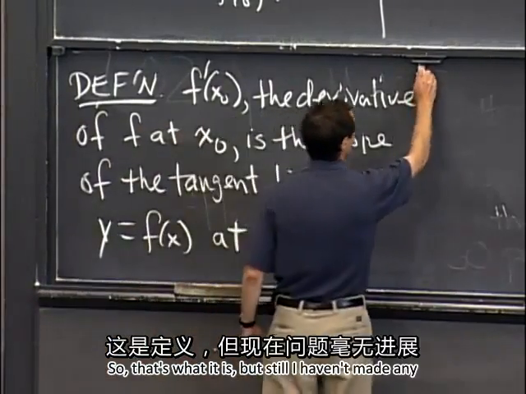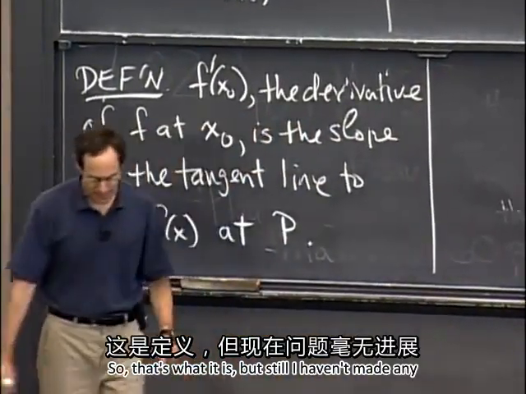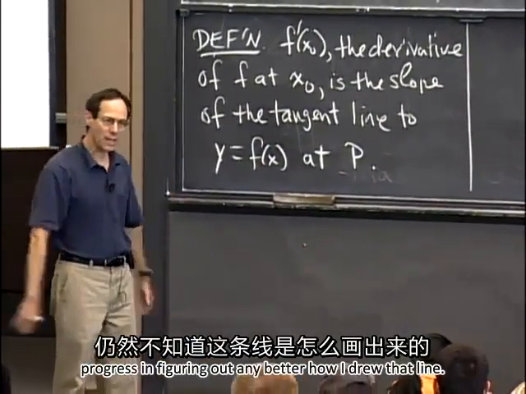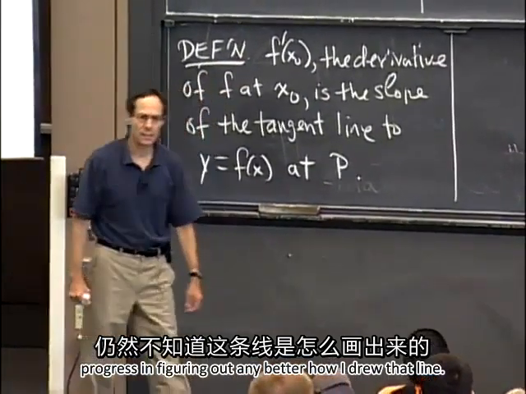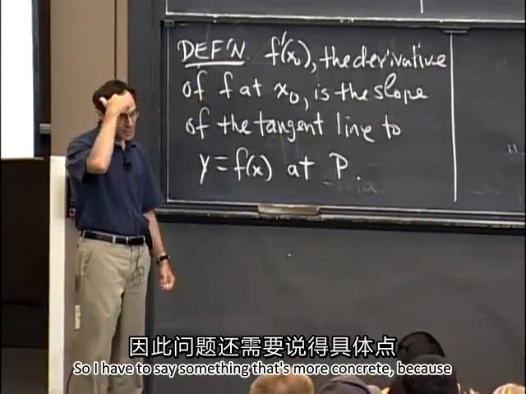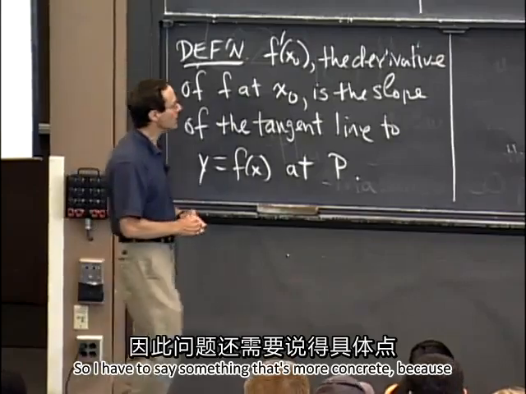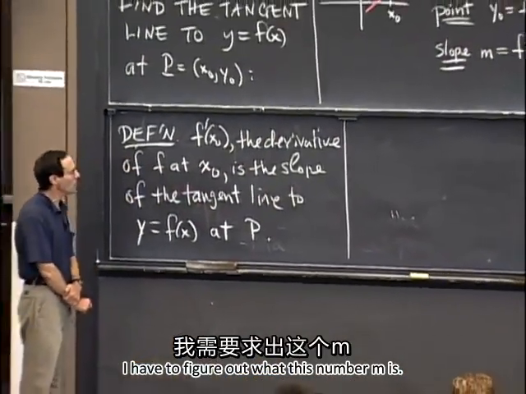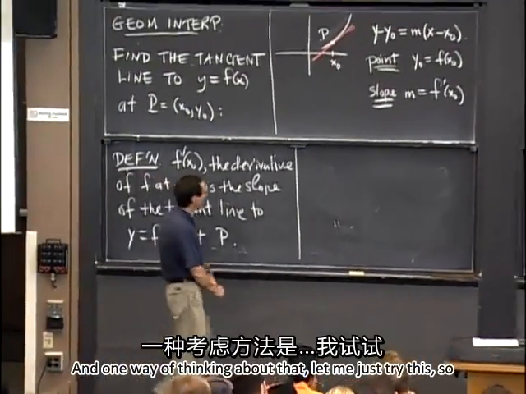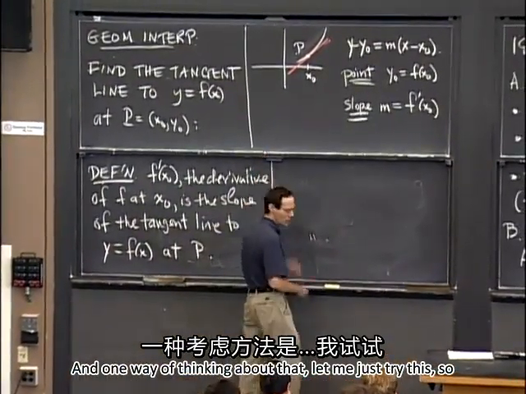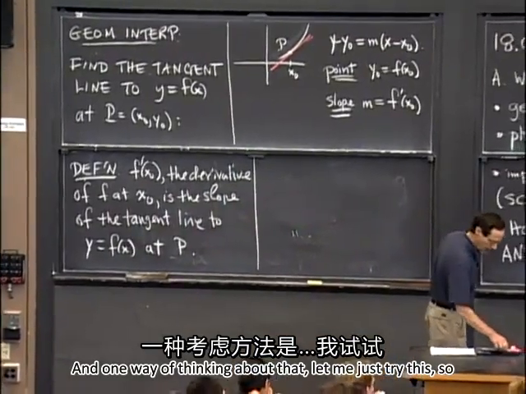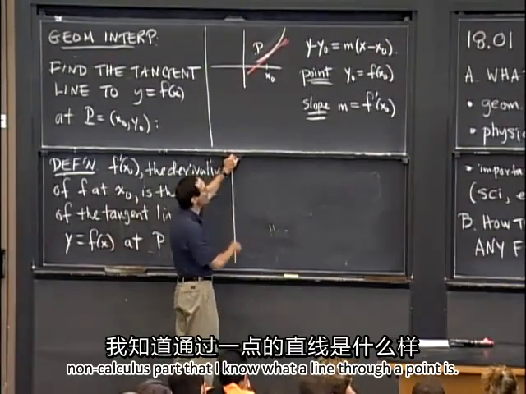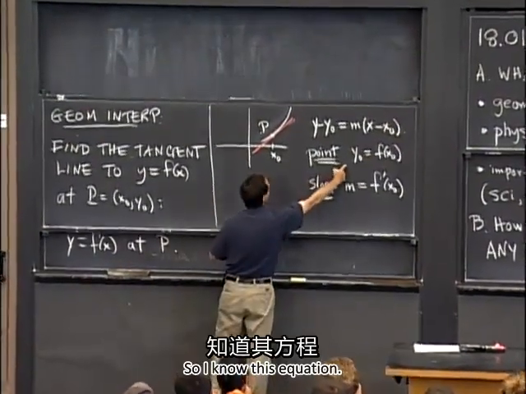So that's what it is, but still I haven't made any progress in figuring out any better how I drew that line. So I have to say something that's more concrete because I want to be able to cook up what these numbers are. I have to figure out what this number m is. And one way of thinking about that, let me just try it, is, so I certainly am taking for granted the sort of non-calculus part that I know what a line through a point is. So I know this equation.